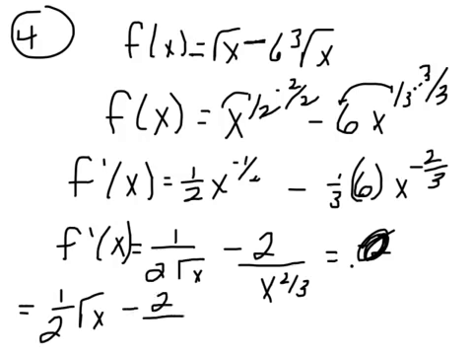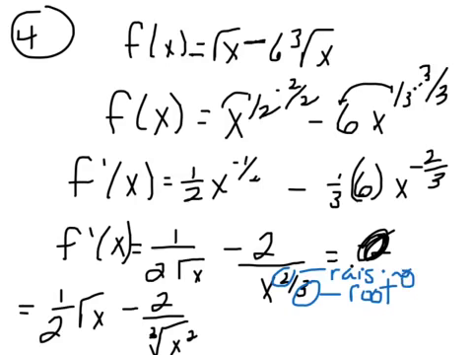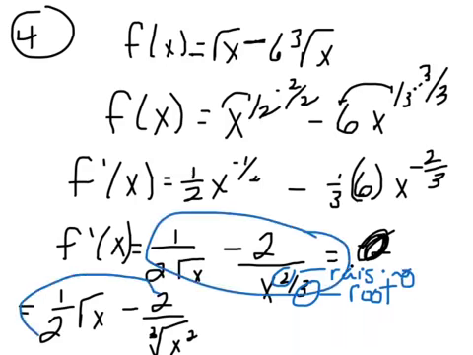Minus 2 over, now if you remember, you could also write this as the cube root of x squared. If you remember from your algebra days, this was the root you're taking, and this is like the power you're raising the variable to. So I could also write my answer this way. Either this way or this way would be correct.